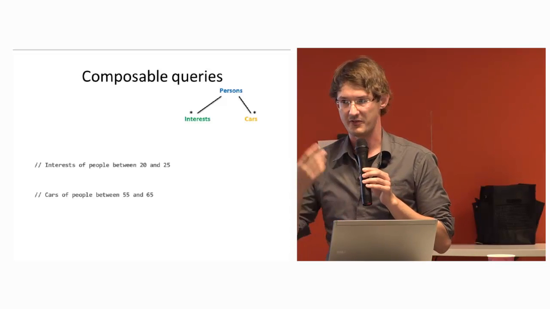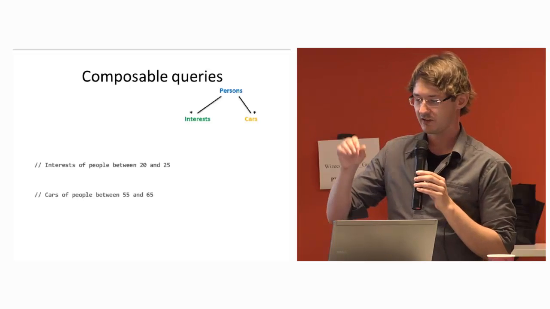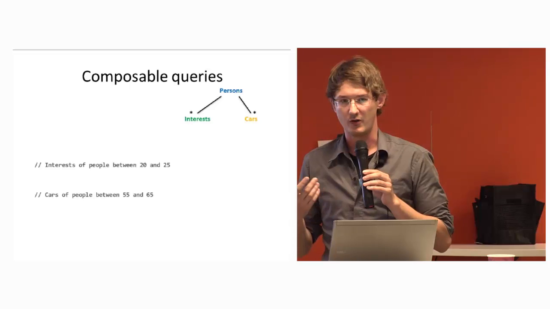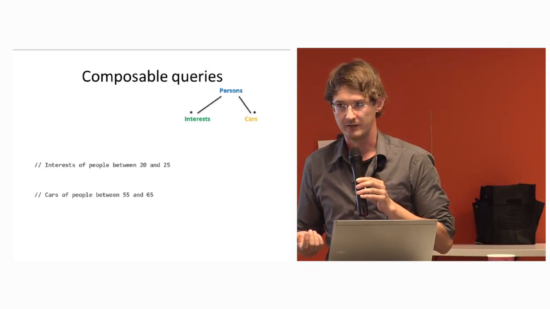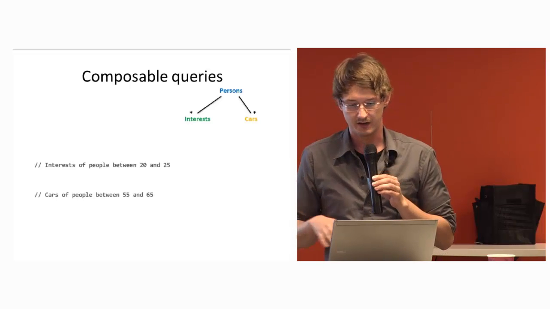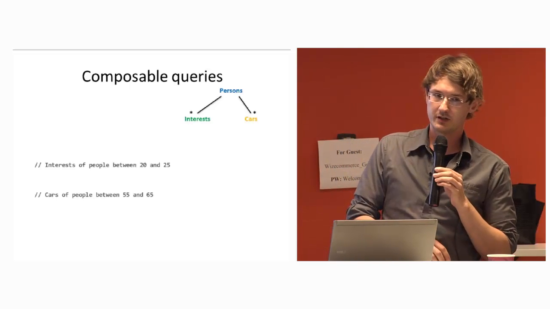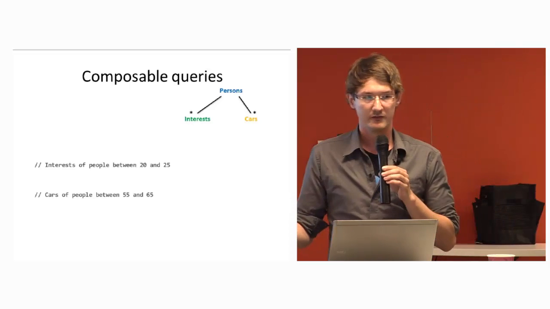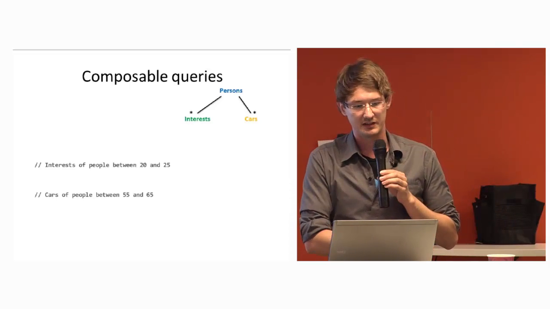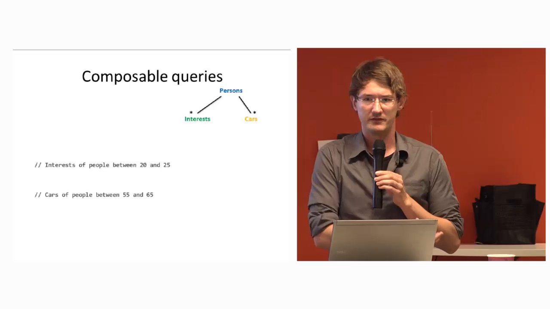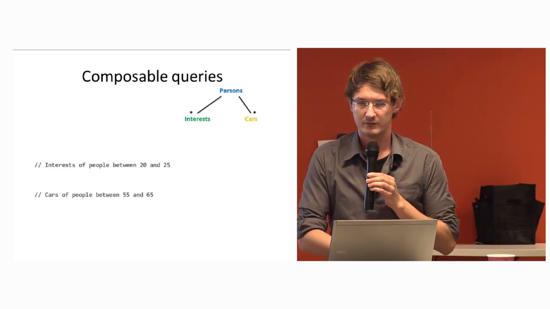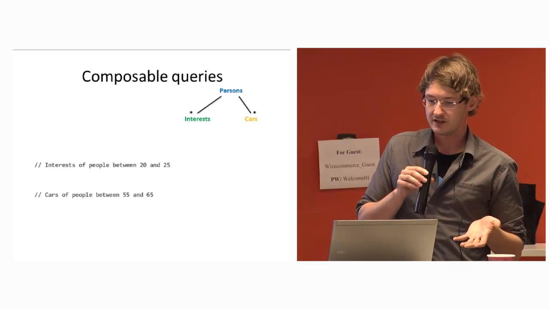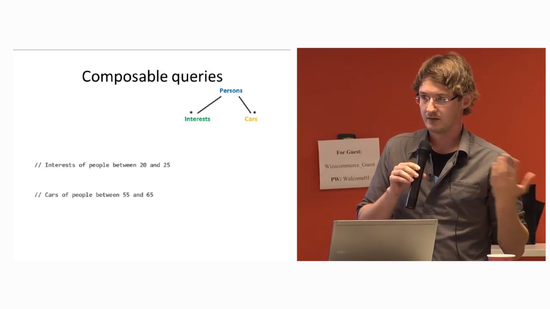So let's assume this hypothetical schema where we have persons, and persons can have several interests, and persons can also own several cars. And now we have a software, and in different places of our software, in one place we're interested in the interests of people between 20 and 25. In a different place we're interested in what cars people between 55 and 65 own. You already see the commonality between the two.